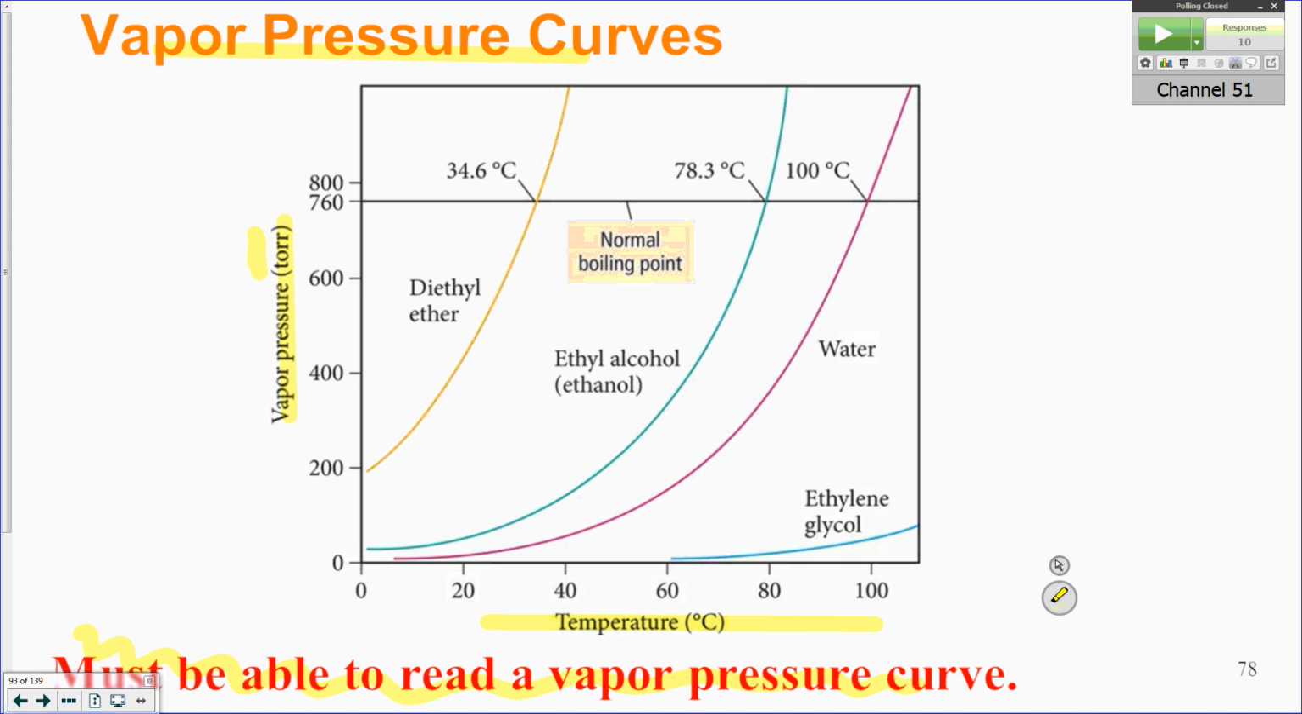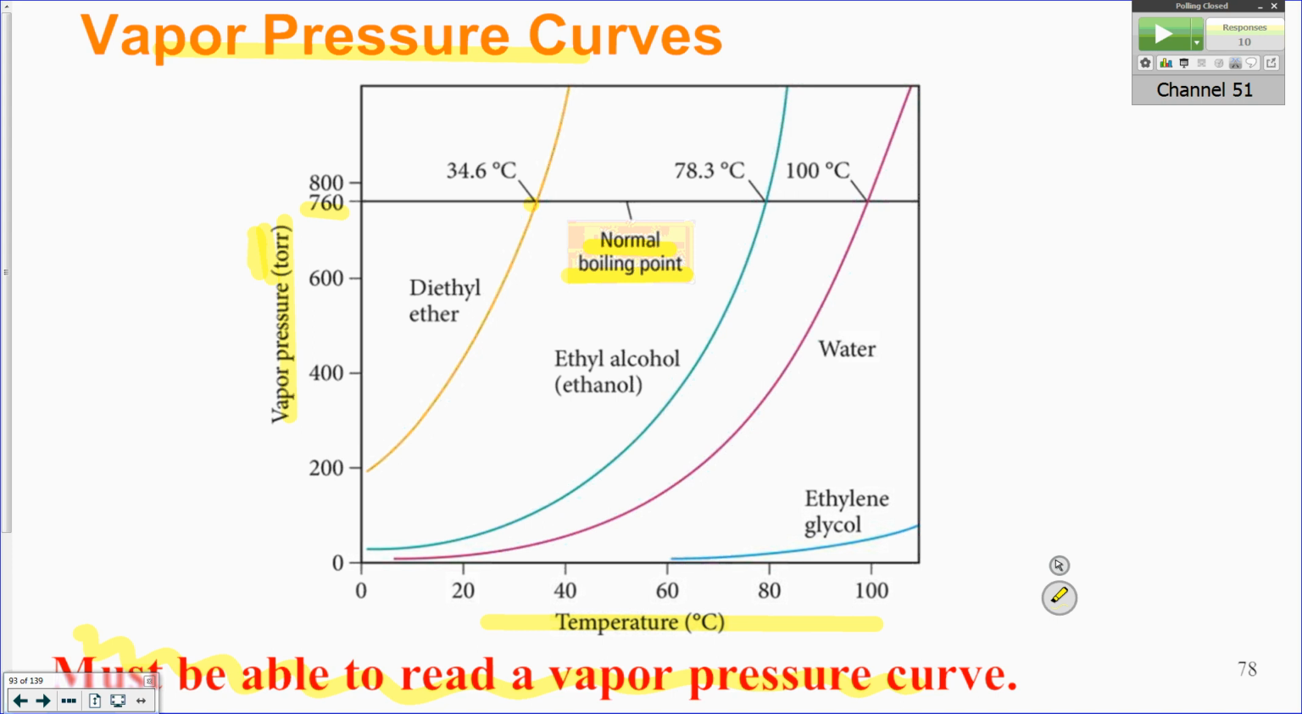If I give you a graph like this, I may ask you what's the normal boiling point. The definition of the normal boiling point is when the vapor pressure equals atmospheric pressure. If we think of atmospheric pressure as 1 atmosphere, or 760 millimeters of mercury, or 760 torr, then for all of these solvent systems, the point where the vapor pressure equals atmospheric pressure is the boiling point.